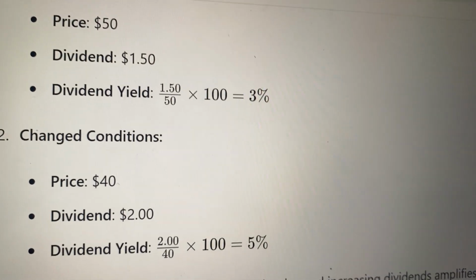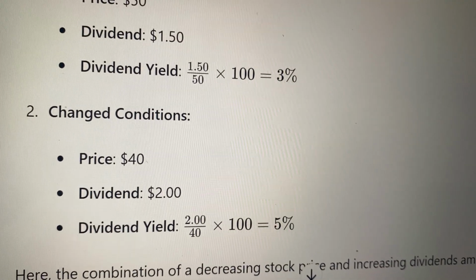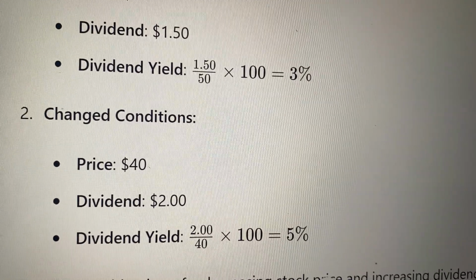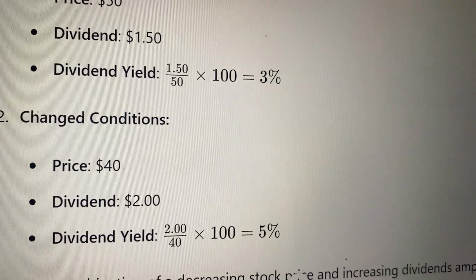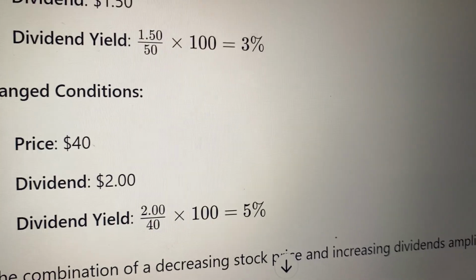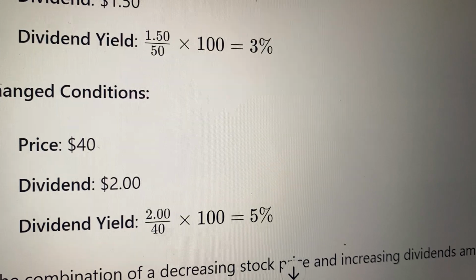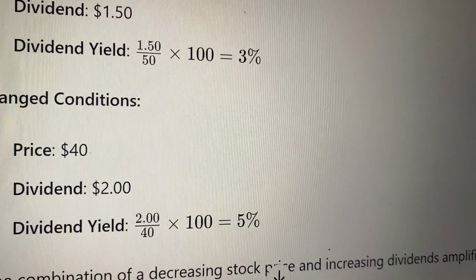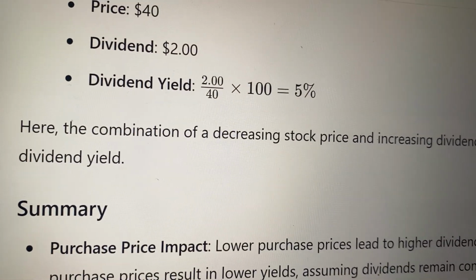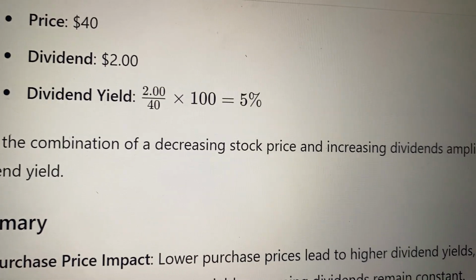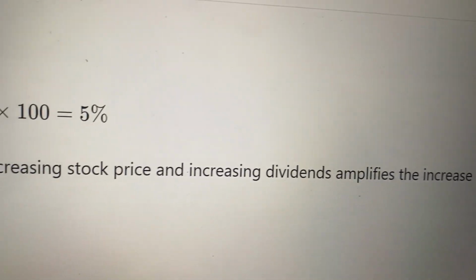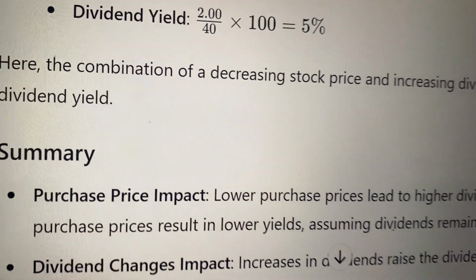The conditions change. The price of the stock drops from $50 down to $40. The dividend yield goes up. So the price of the stock goes down, but the yield goes up. Calculating the yield, that's $2 per stock, price per stock is $40, times 100 is 5%. So here, the combination of a decreasing stock price and increase in dividend amplifies the increase in dividend yield.